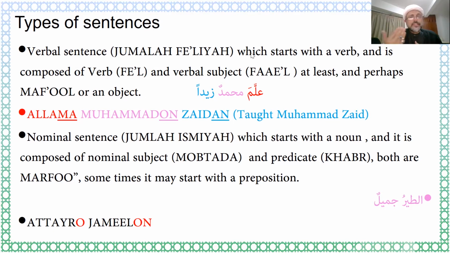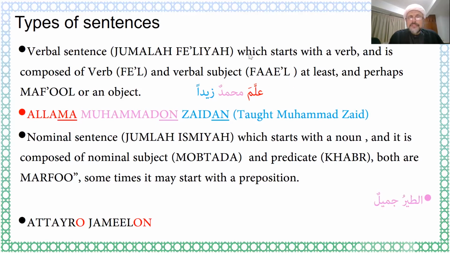In the Arabic language, you can start with a noun, or you can start with a verb. If you start with a verb, it is called a verbal sentence. Jumla fa'aliyya. You see here? Jumla fa'aliyya starts with a verb and is composed of a verb and a fa'il, the action and the one who does the action. So the verb we call fi'il, and the verbal subject fa'il.